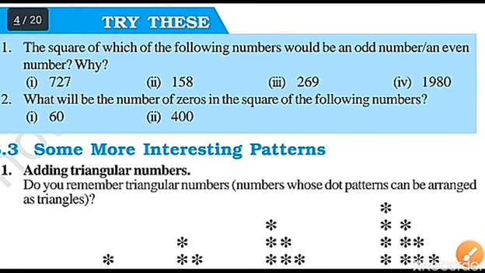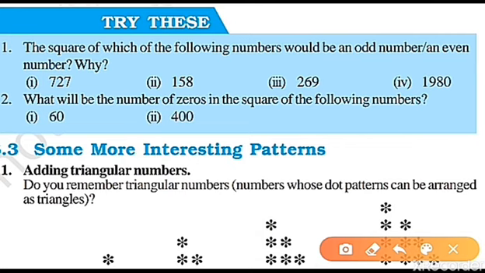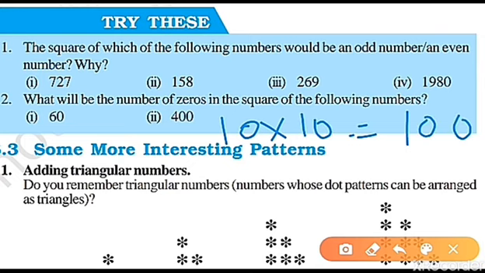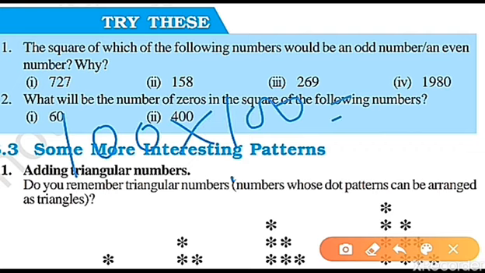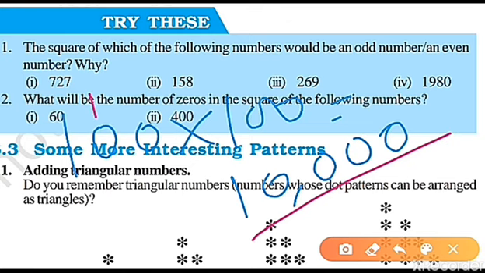Now the last question: what will be the number of zeros in the square number? For example, 10 multiplied by 10 equals 100. Here is one 0 and here is one 0, so the total product gets 2 zeros. If we write 100 into 100, it equals 10,000, so we have 4 zeros.